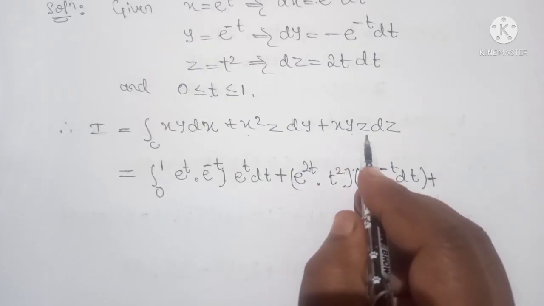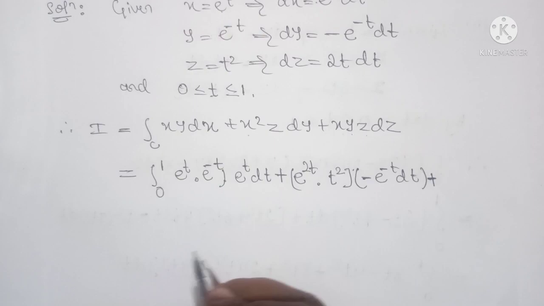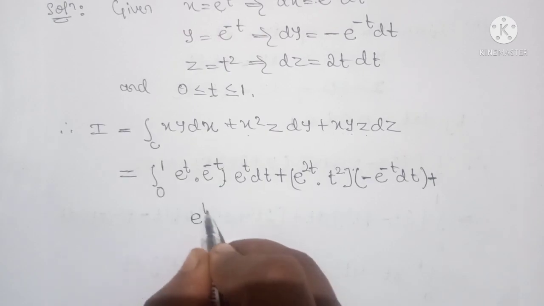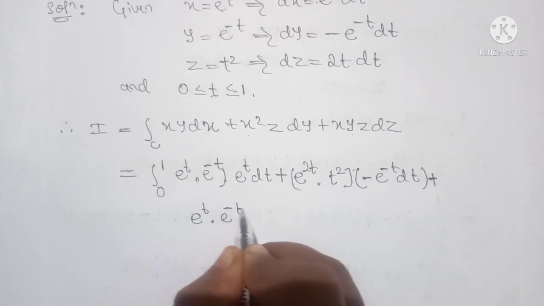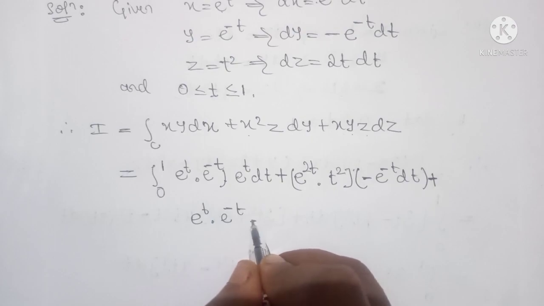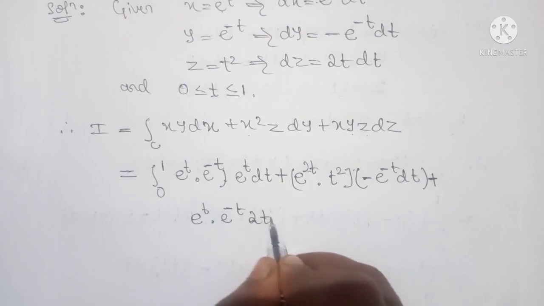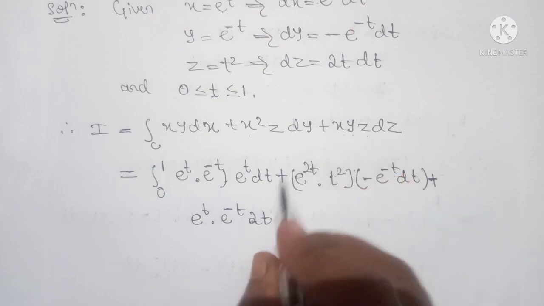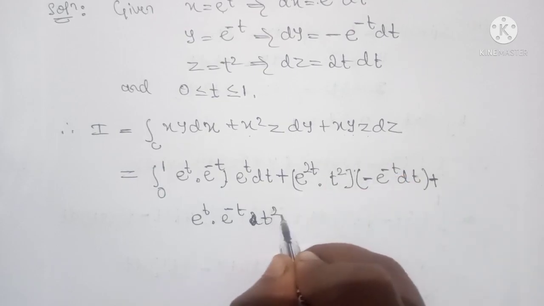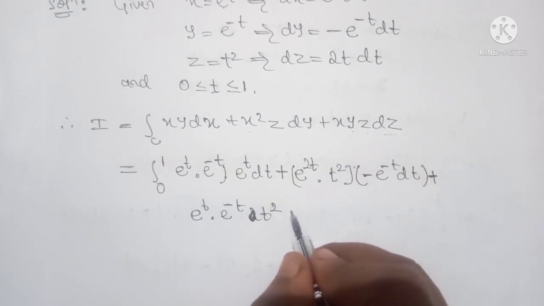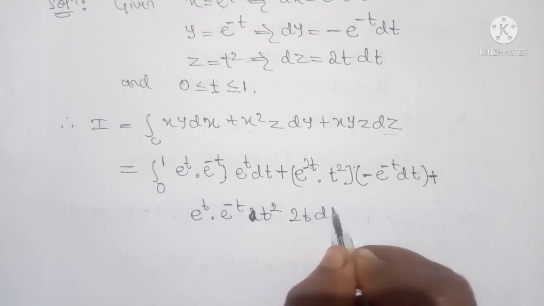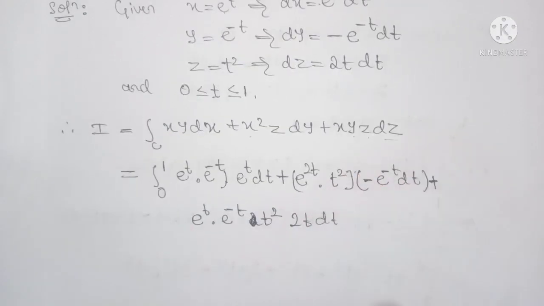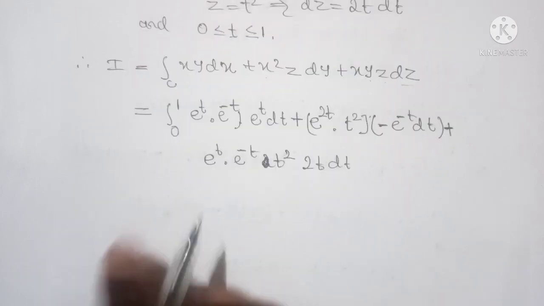xyz value is: x value is e raised to t, y value e raised to minus t, into z value, which is t square, into dz value, which is 2t dt. So I am just substituting all the values. Okay, then we simplify this one.